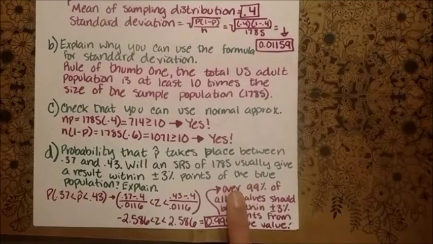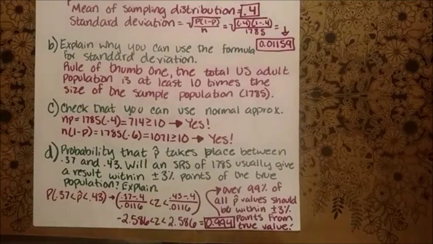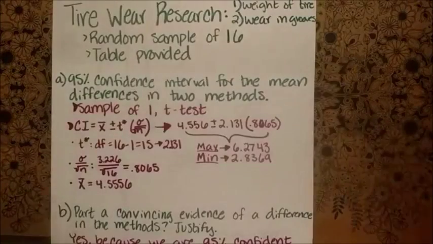And so I basically came to the conclusion that over 99% of all p-hat values should be within plus or minus 3 percentage points of the true value. So whatever sample amount you get, that's going to be fairly close to the true population of all U.S. adults. So it's going to be a good representation. Next is going to be our advanced question.